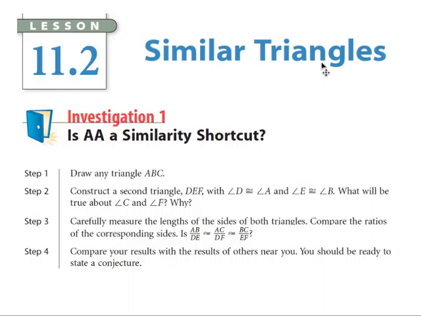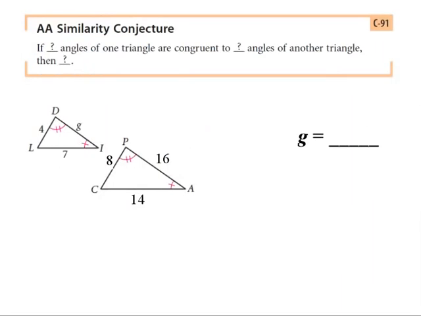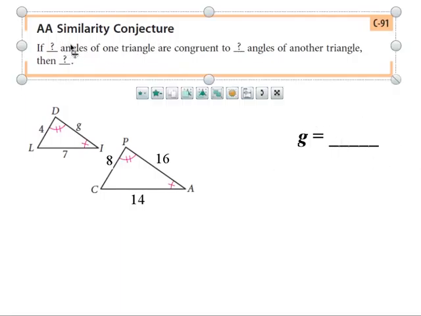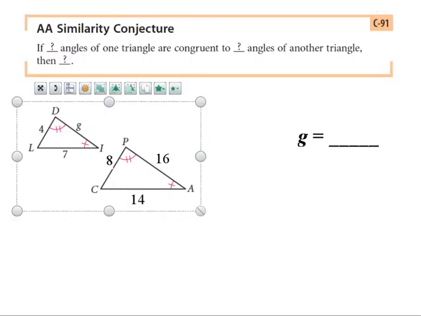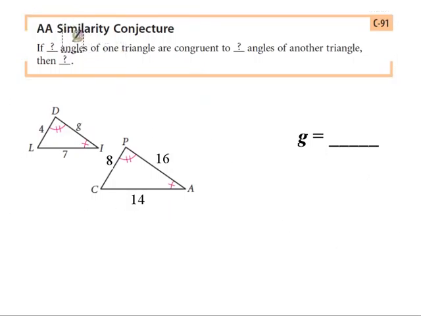And so what we're going to do is write a conjecture based on that. And so we have an AA similarity conjecture. It says if blank angles of one triangle are congruent to blank angles of another triangle, then what? So in this case, if 2 angles of one triangle are congruent to 2 angles of another triangle, why don't we use 3? Because if 2 are the same, the third has to be the same. So it's kind of like saying one of those things.